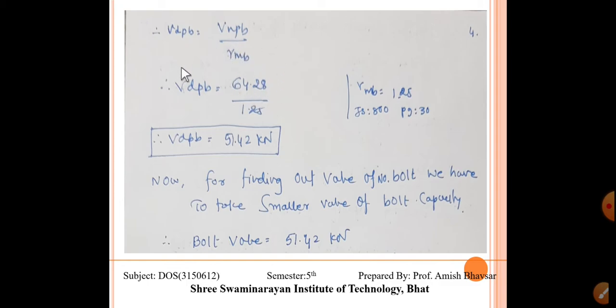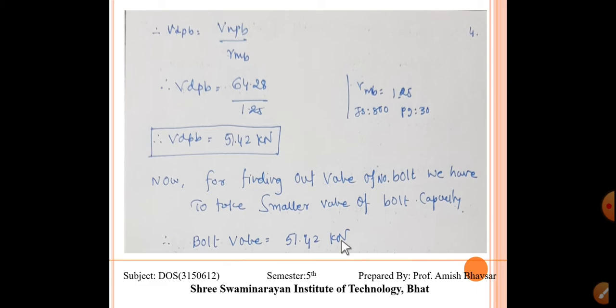Now this Vdpb is equal to Vnpb upon gamma mb. Gamma mb is also given on page number 30 in IS 800. So we get Vdpb equal to 60.28 divided by 1.25, so the value of Vdpb is equal to 51.42. Got it? So now we have two capacities of this bolt. For finding the number of bolts, we have to take the smaller value of these two capacities as the bolt value. So we get the bolt value as 51.42.